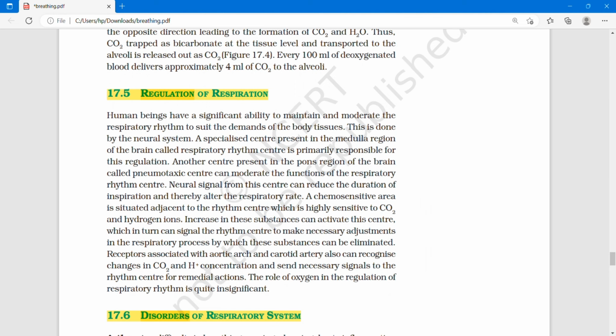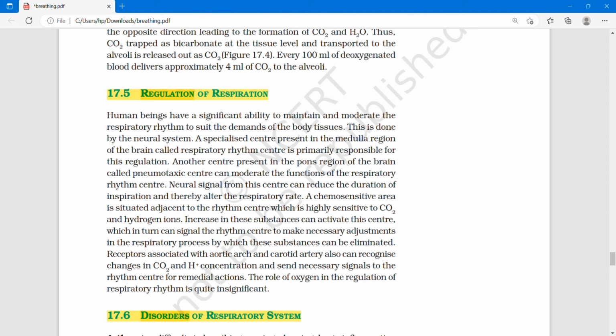Human beings have a significant ability to maintain and moderate the respiratory rhythm to suit the demands of the body tissue. This is done by a neural system, a specialized center present in the medulla region of the brain. Respiratory rhythm center is primarily responsible for the regulation. Another center present in the pons region of the brain, called pneumotaxic center, can moderate the function of the respiratory rhythm center. Neural signal from this center can reduce the duration of the inspiration and thereby alter the respiratory rate.